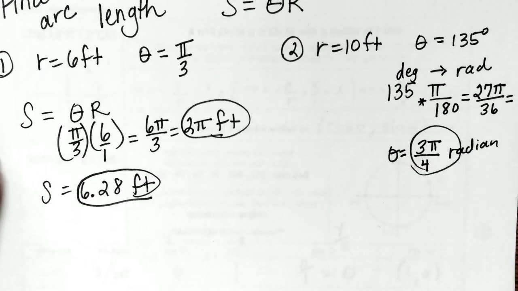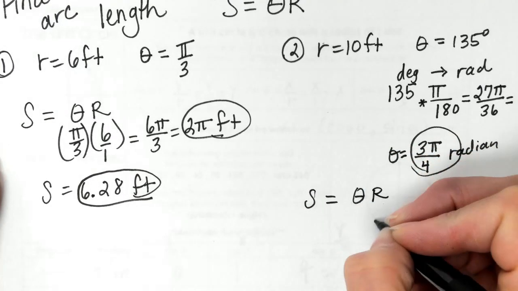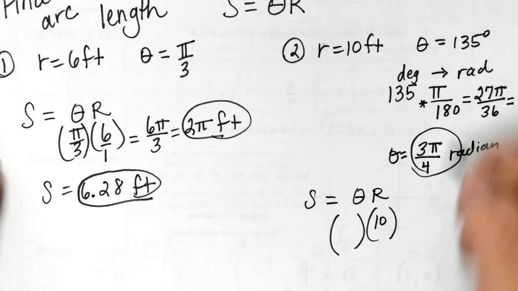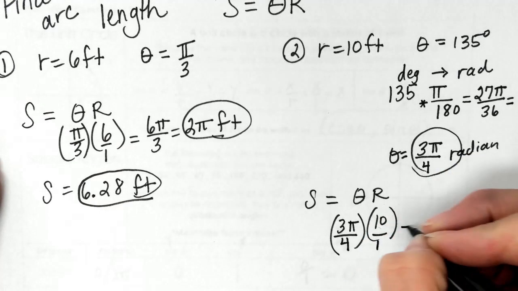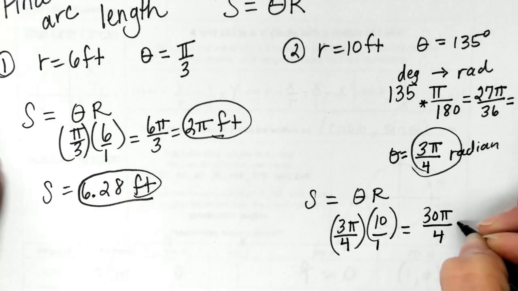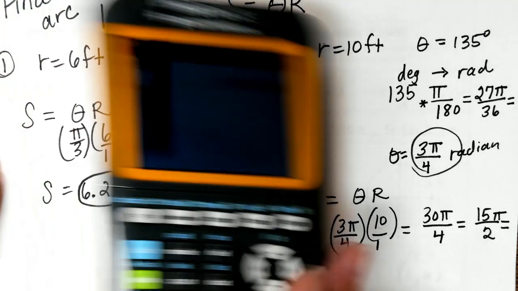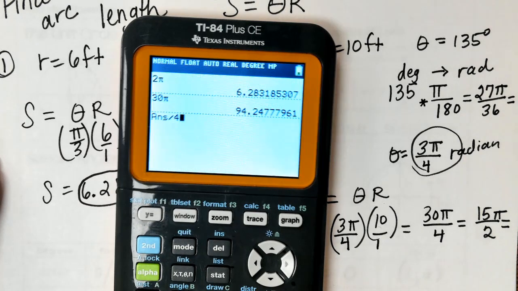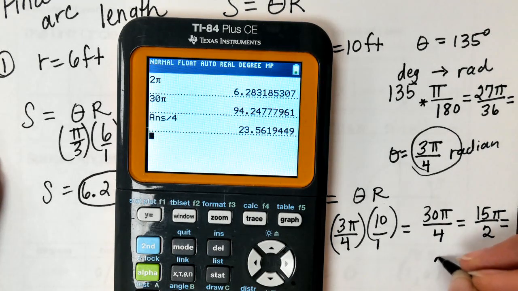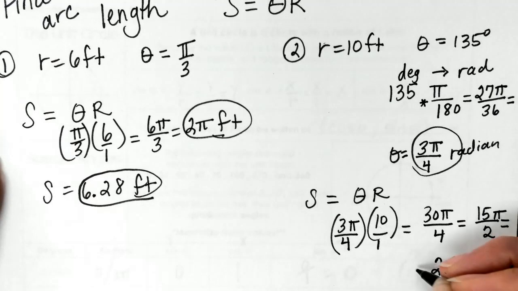So plugging it in now, we're just multiplying the angle times the radius. The radius they told us was 10, and now the angle is 3 pi over 4. If we multiply, that's going to give us 30 pi over 4. We could reduce it, but most of the time I don't really reduce because I'm going to plug it in my calculator. And we end up with a 23.56 answer. Now it was in feet, and this is only the length of the arc.